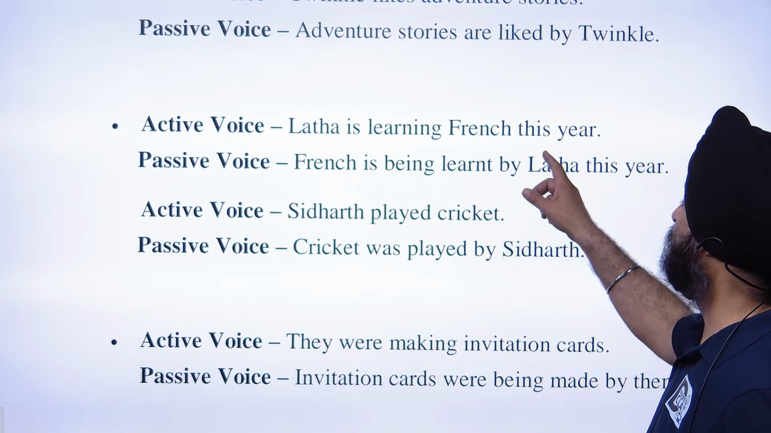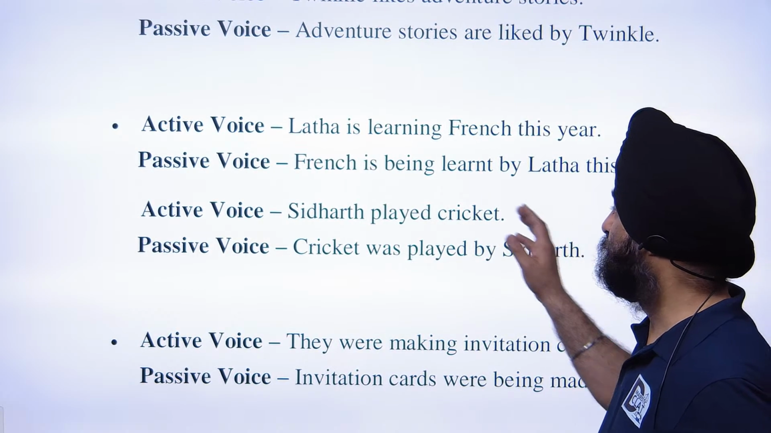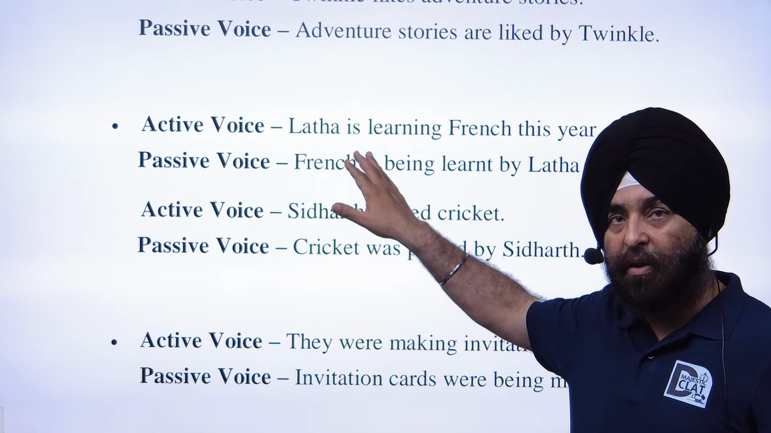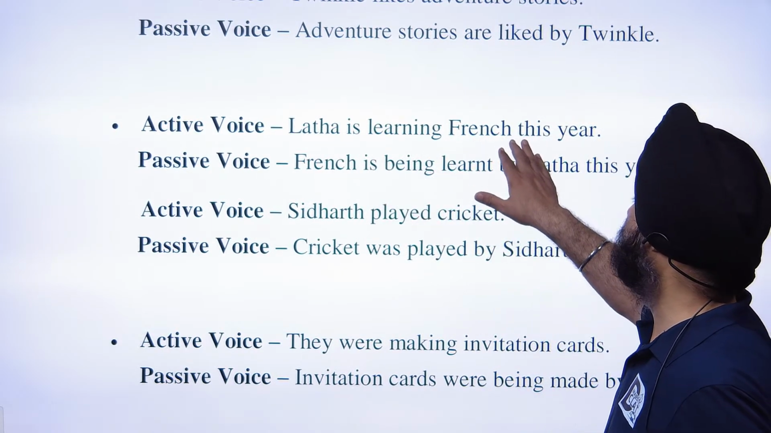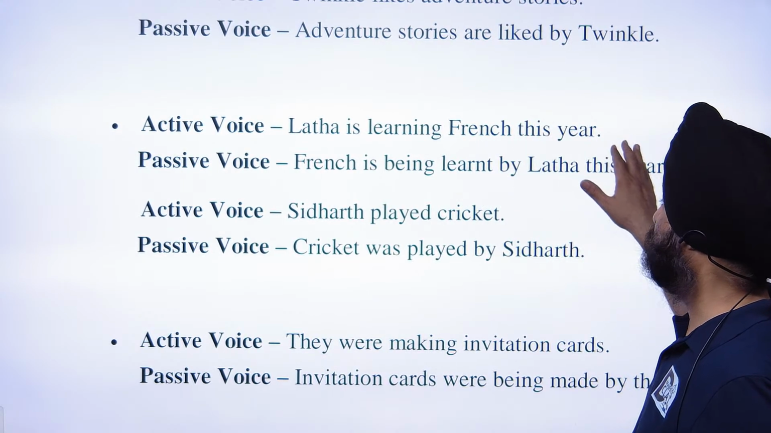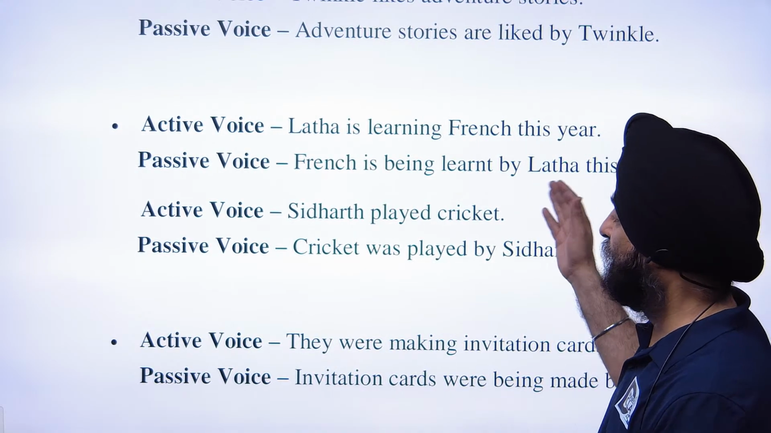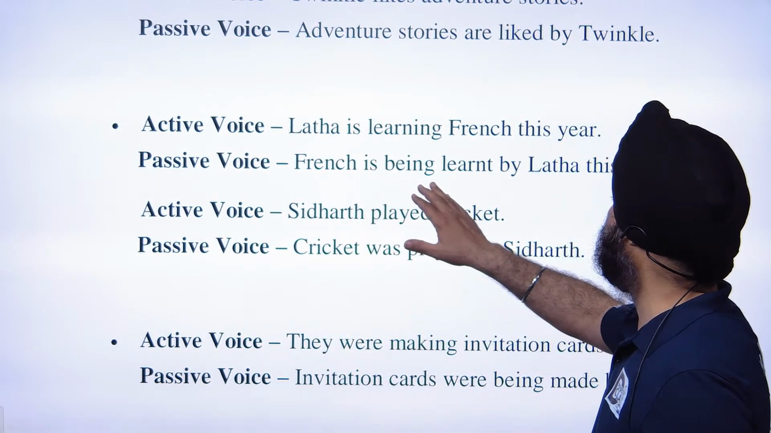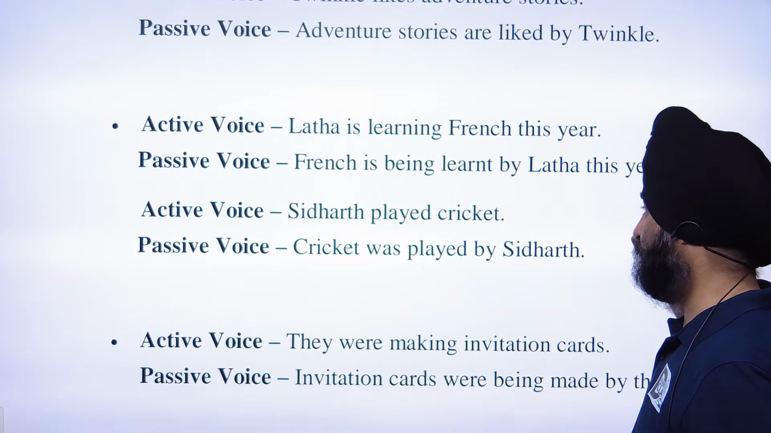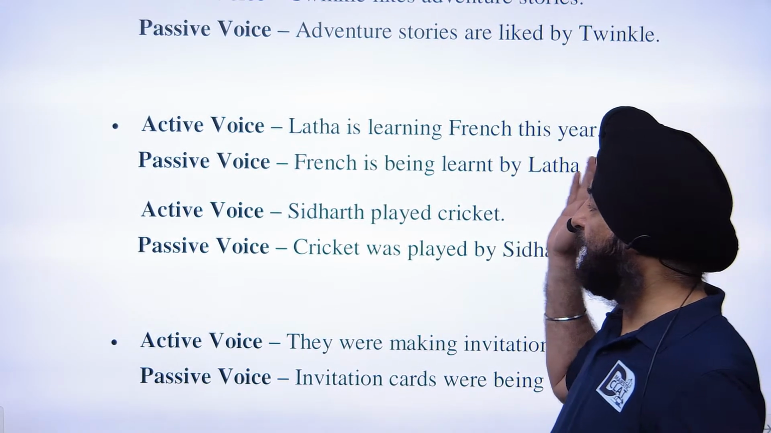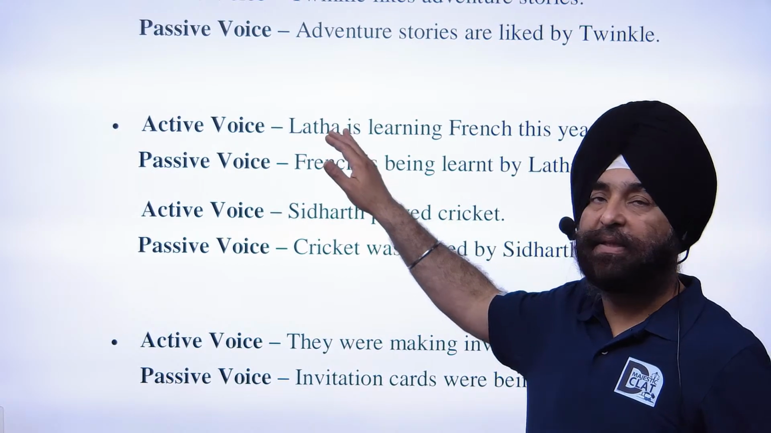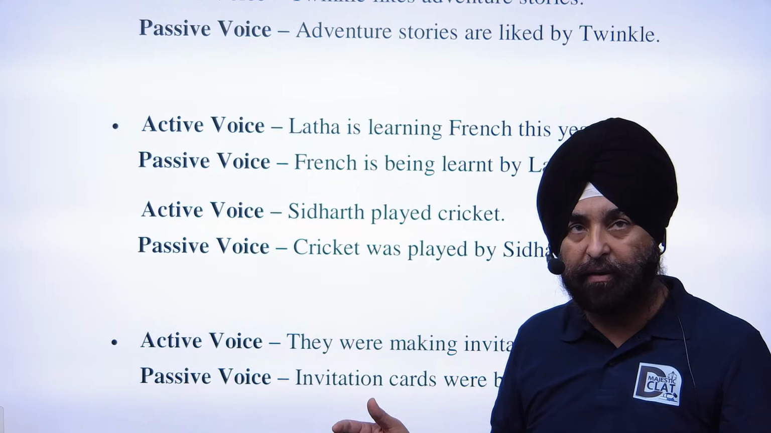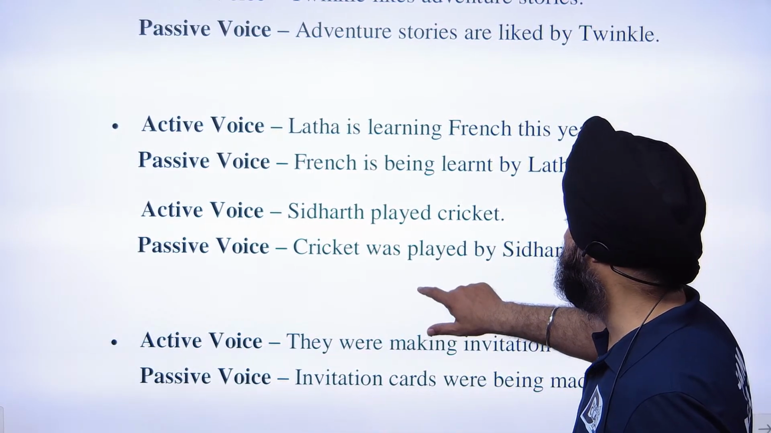Similarly, look at this one. Lata is learning French this year. So Lata is the doer of the action here. She is the subject, and French is the object, or you can say the receiving side. Now, when we convert to passive voice, what do we find? That French is being learned by Lata this year. So again, our focus shifts from Lata to French when we move from active to passive, right?